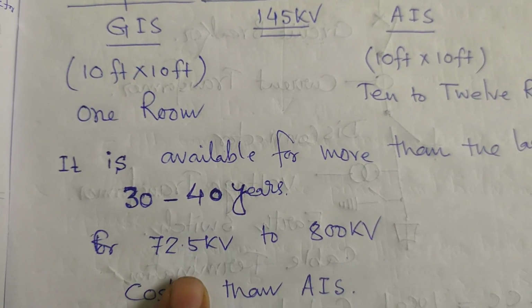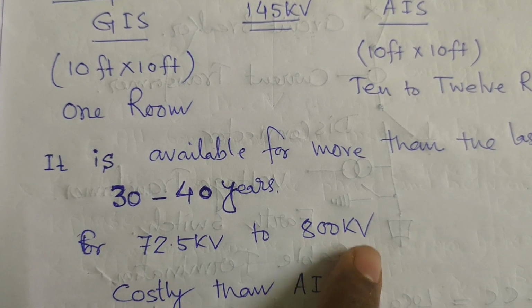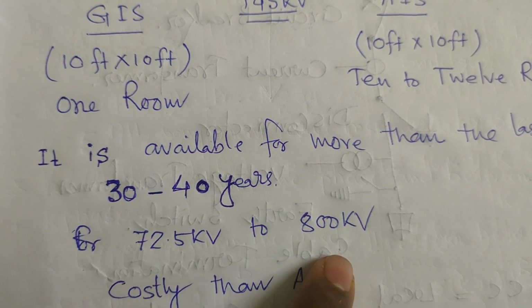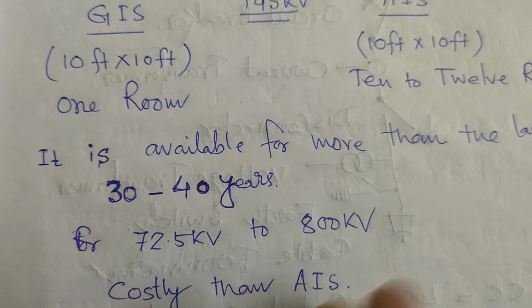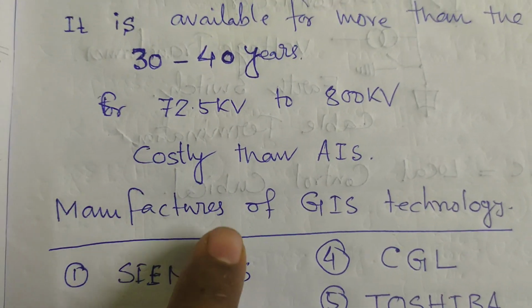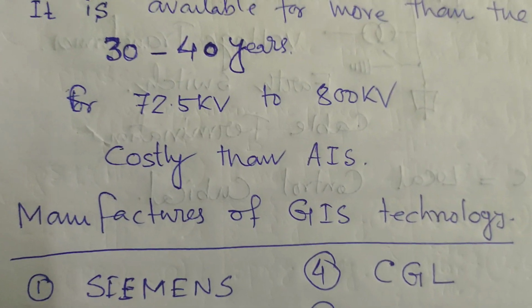It is being used from 72.5 kV to 800 kV in substations, power plants, or industrial applications, wherever it is installed. It is costlier than the AIS. It is too much costlier than the AIS.